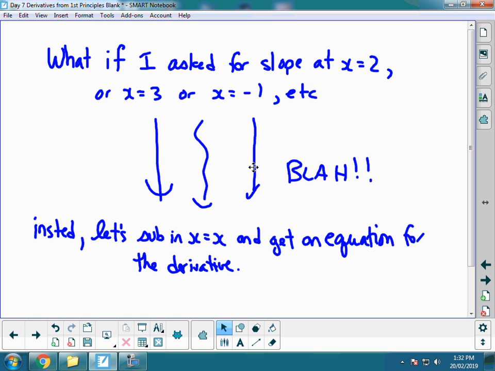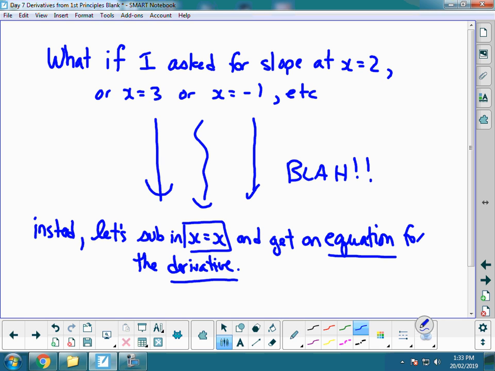So instead of finding a slope at a specific spot, I'm going to let that spot be a variable and let it be x. So instead of subbing in a number, I'm actually going to just leave it as a variable and try to get a formula that describes all of the slopes. And of course, the formula or equation that describes all of the slopes is the derivative.